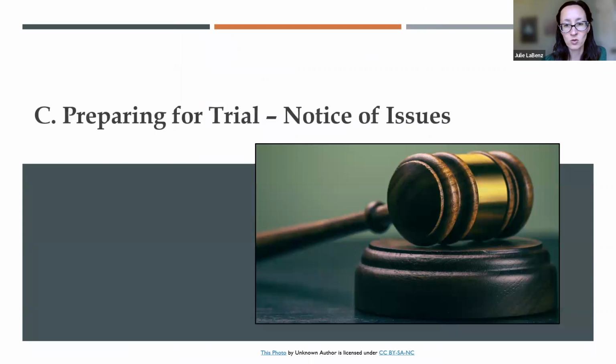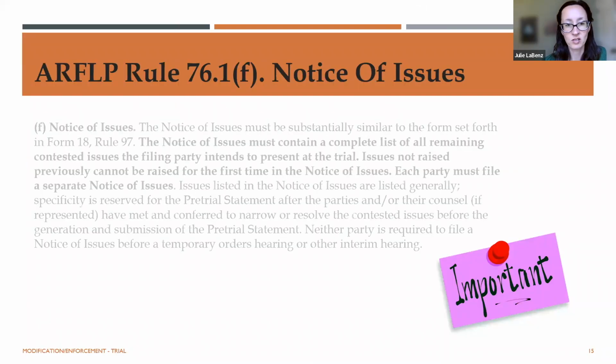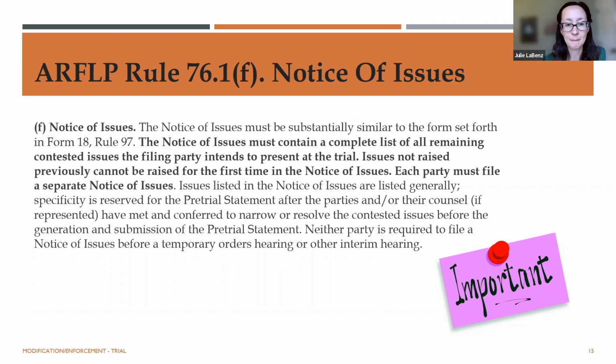All right, then we've got this form called the Notice of Issues. This is under Rule 76.1F. The Notice of Issues must contain a complete list of all remaining contested issues the filing party intends to present at the trial. Issues not raised previously cannot be raised for the first time in the Notice of Issues. Each party must file a separate Notice of Issues. Issues listed in the Notice of Issues are listed generally. Specificity is reserved for the pretrial statement after the parties and/or their counsel, if represented, have met and conferred to narrow or resolve the contested issues before the generation and submission of the pretrial statement.